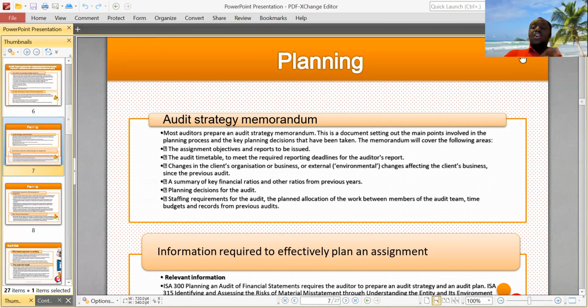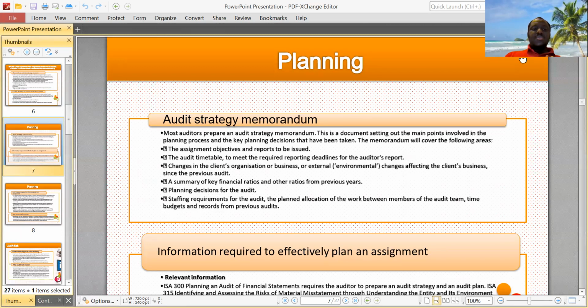Another key thing in the audit strategy memo, you're talking planning here. So certainly the audit timetable. The audit timetable will include the different tasks in the audit, as well as the deadlines to meet them. Audits, it's all about deadlines, meeting deadlines, because we need to audit the financial statements and usually these financial statements are published. And so the audit timetable gives us the task and the deadlines.